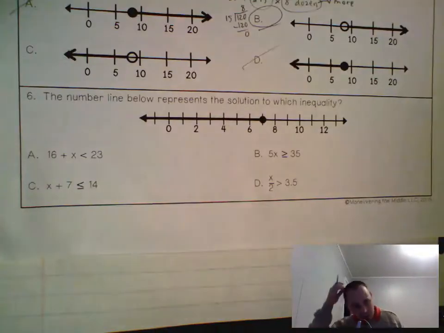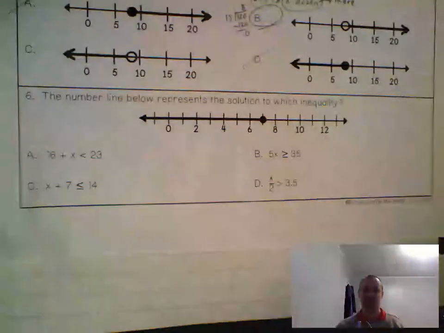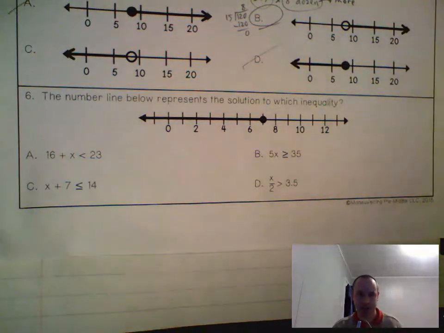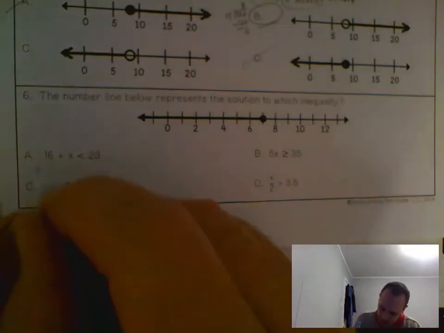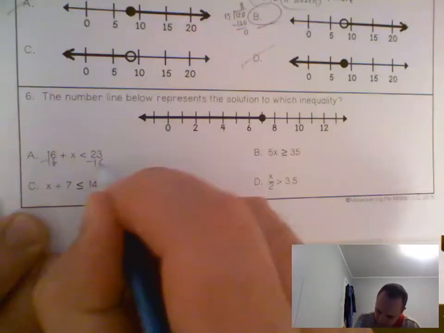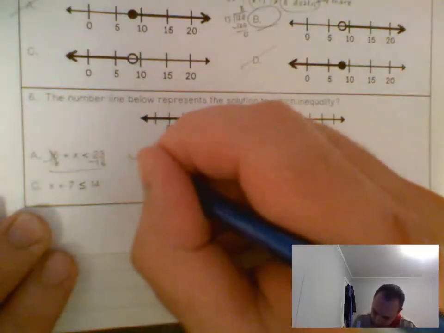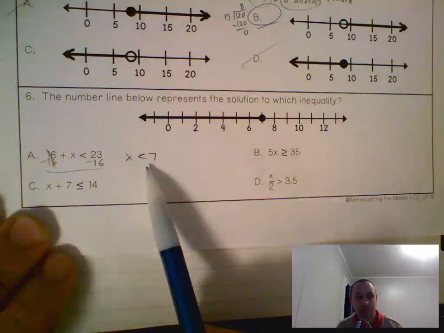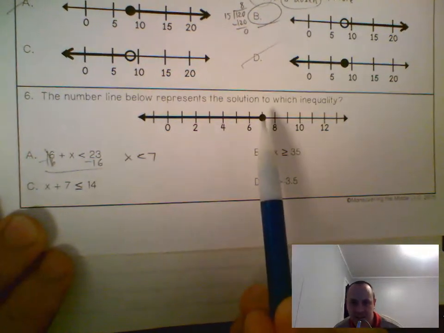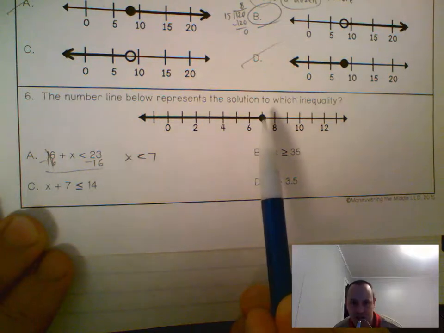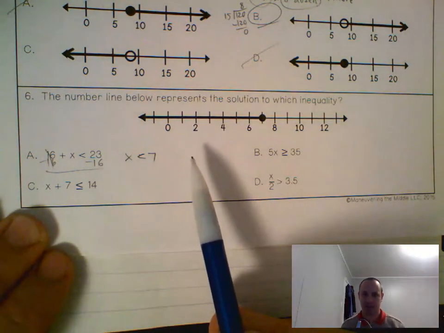All right, let's look at number 6. The number line below represents the solution to which inequality? Okay, well, let's start to work these out. This one here, we'd minus 16, and we'd get x is less than 7. Well, it's almost that. It looks like it is less than 7, but this is a less than or equal to sign because that's filled in. So let's use that same thought process here.